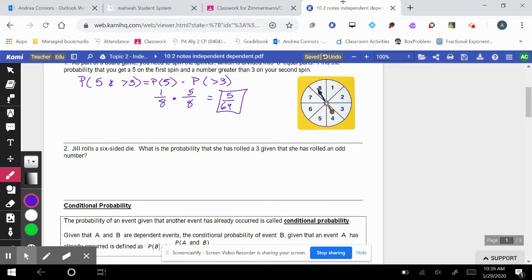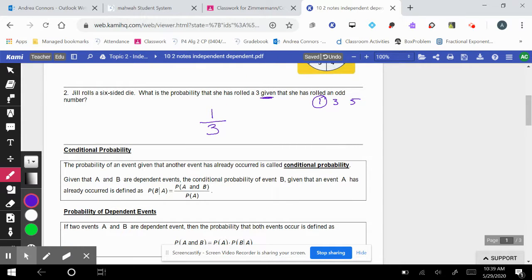Jill rolls a 6-sided dice. What is the probability she's rolled a 3 given that she's rolled an odd number? So given means that this is assumed. So how many odd numbers are there on a dice? 3. And then she's rolled a 3. So there's 1 three out of 1, 3, and 5. So it's a 1 out of 3 chance. So that's kind of conditional.